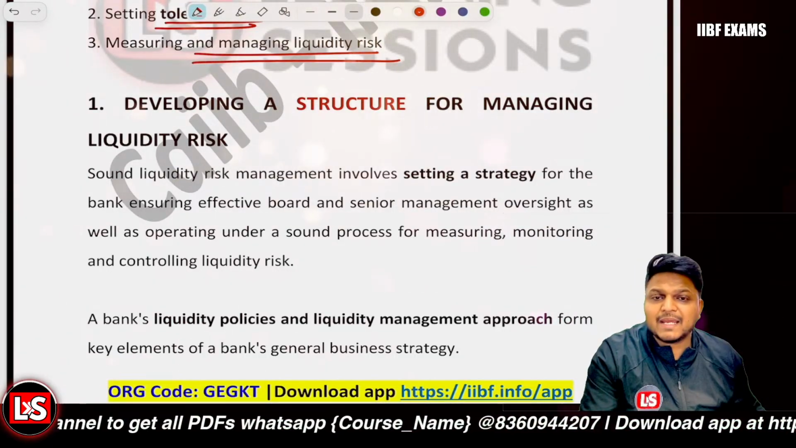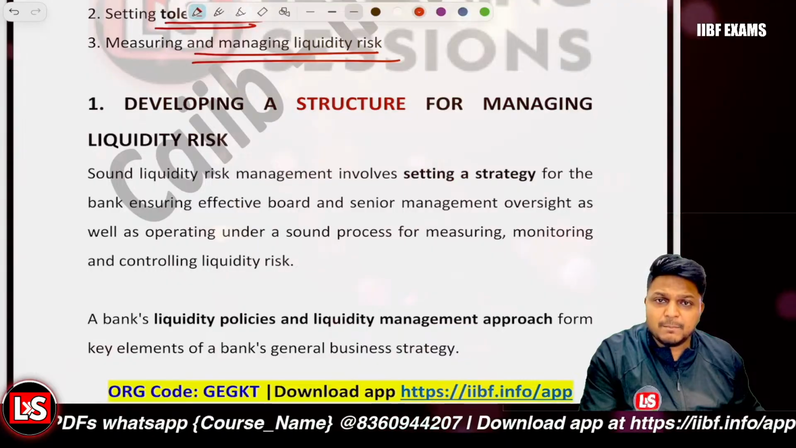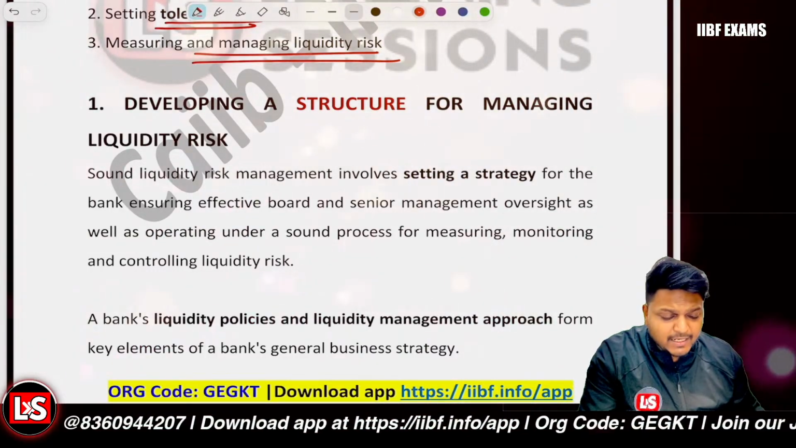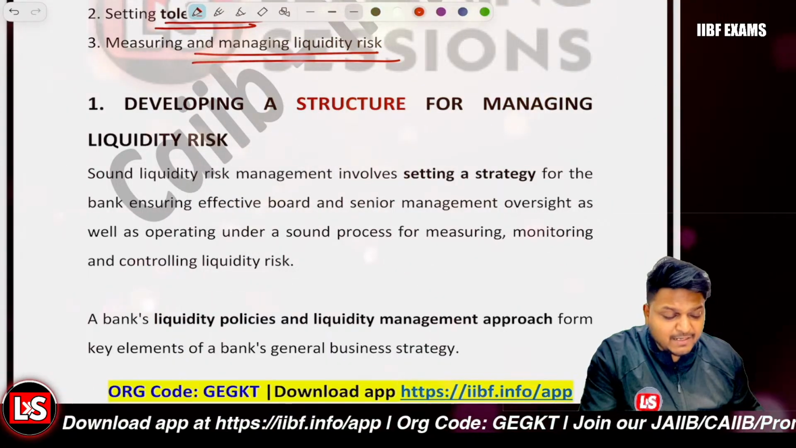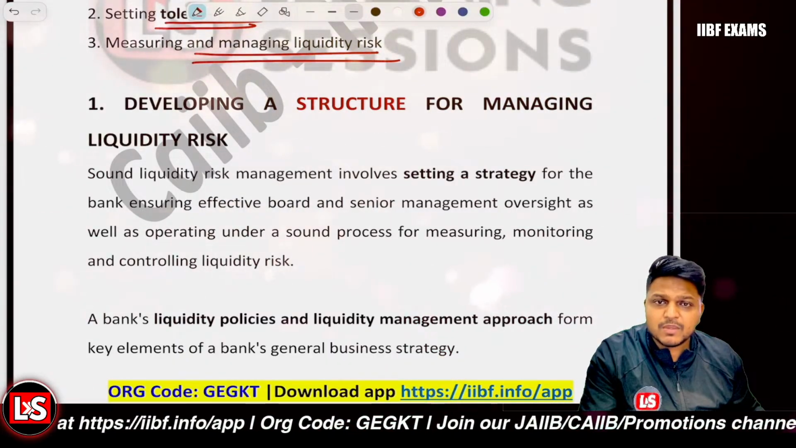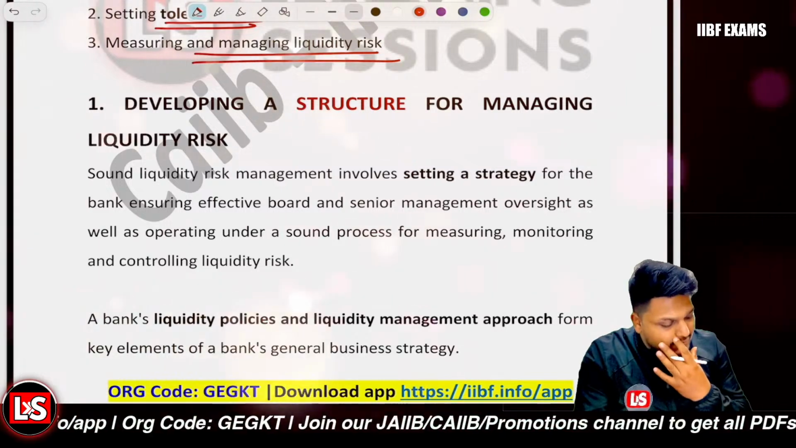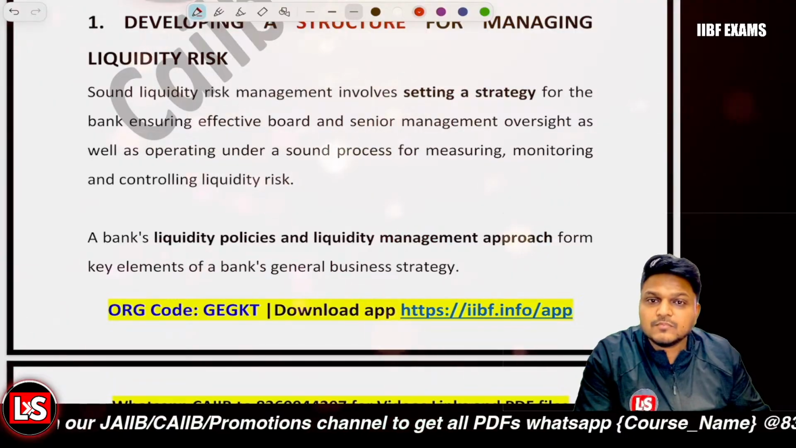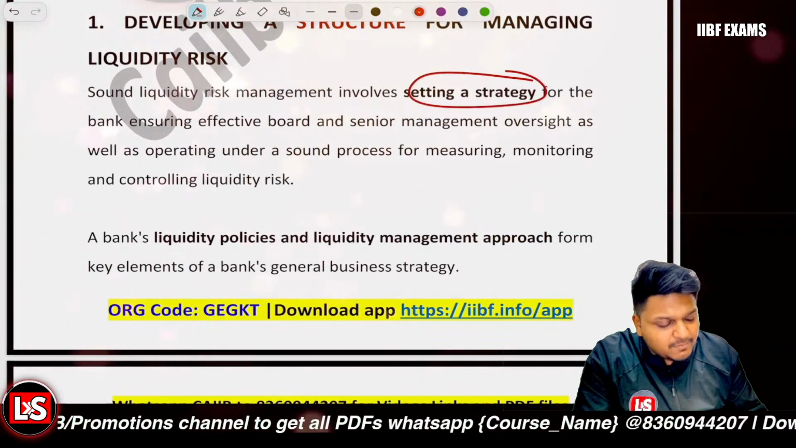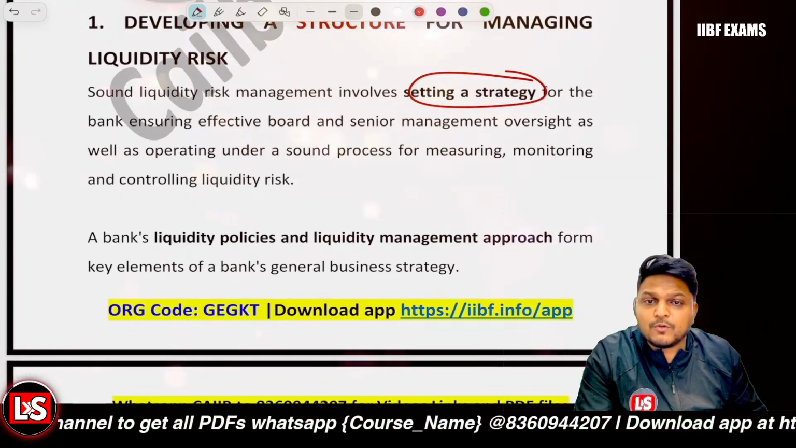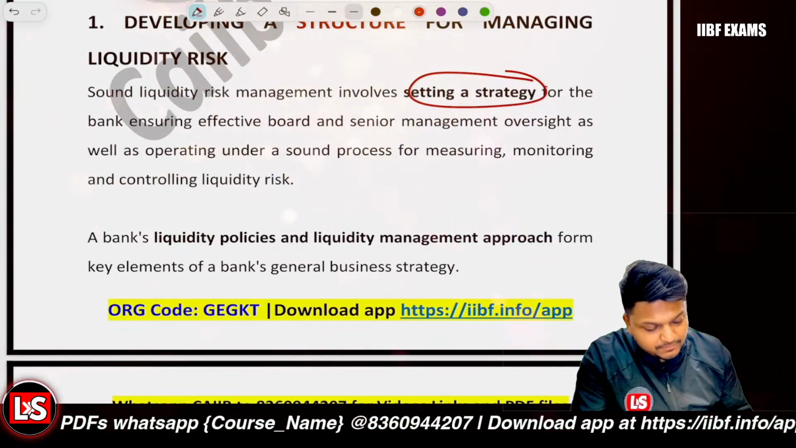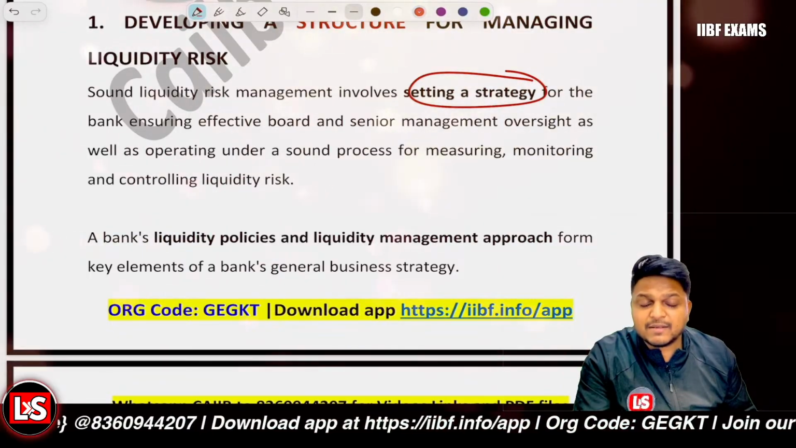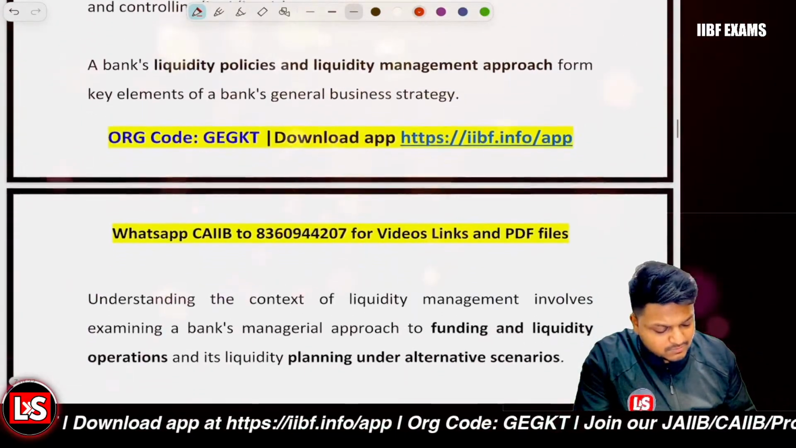The first part, like I just told you, is that we should have a structure related to it. We should have the limits and tolerance levels related to it, and we should be measuring and managing the overall liquidity risk. Clear with it? So the first thing is developing a structure for managing the liquidity risk. So we should have a strategy for the same. We should be setting up a strategy, and that should be board approved, and there should be a policy framework. And we should have the monitoring and control systems.